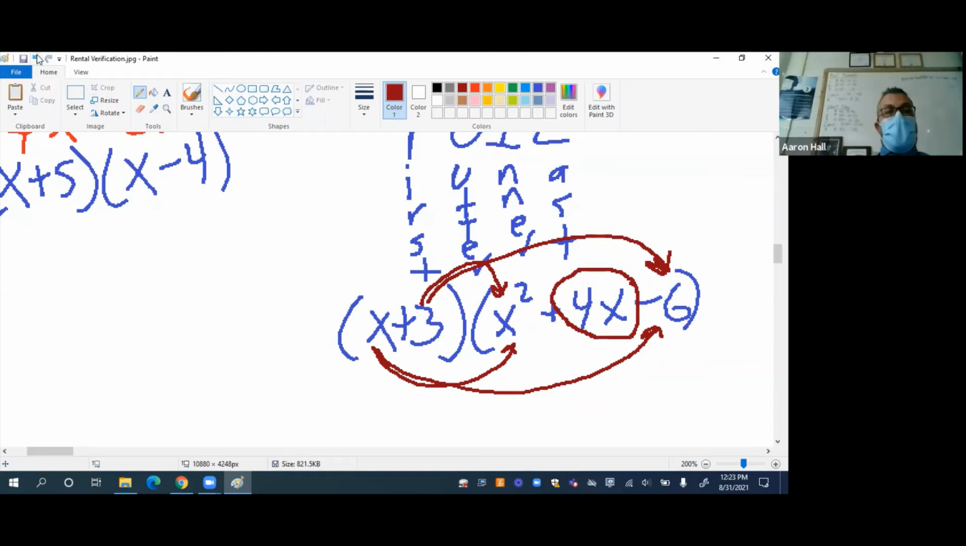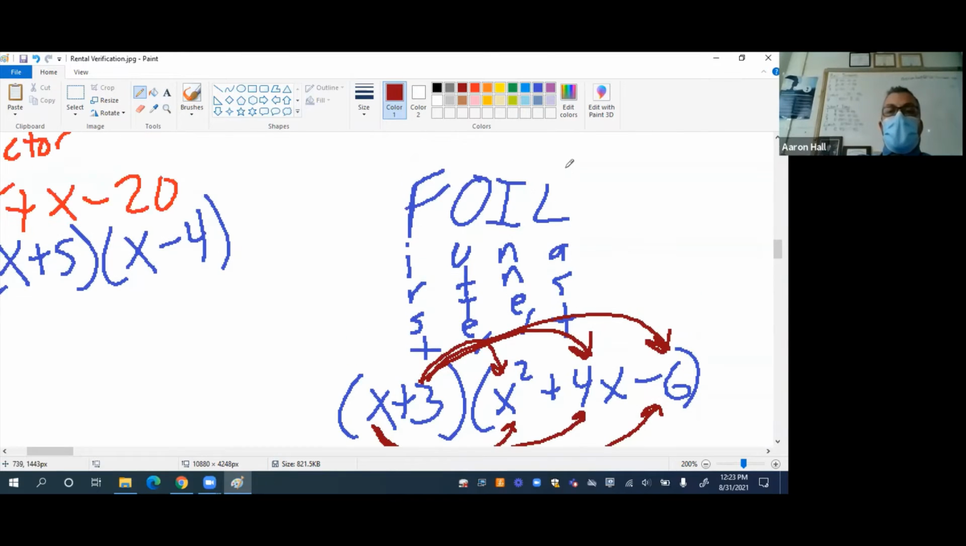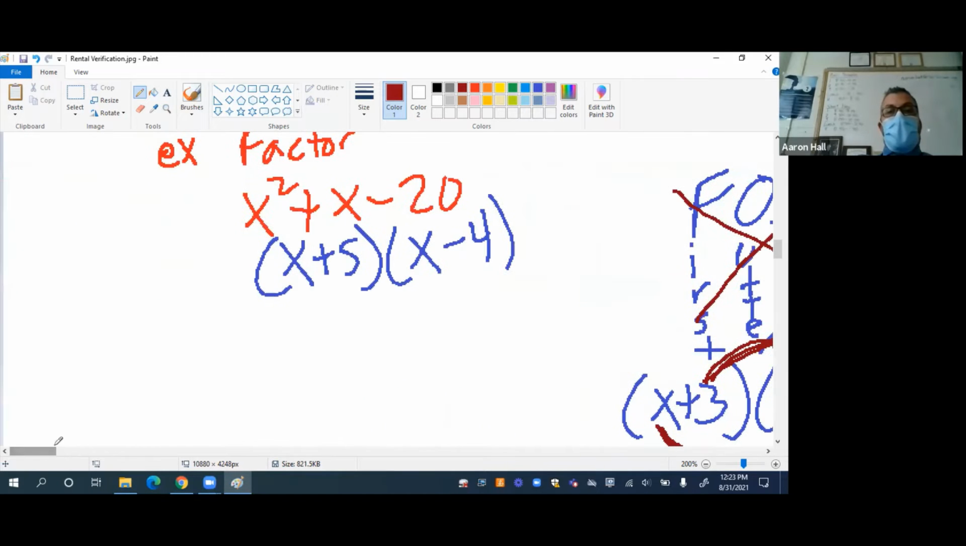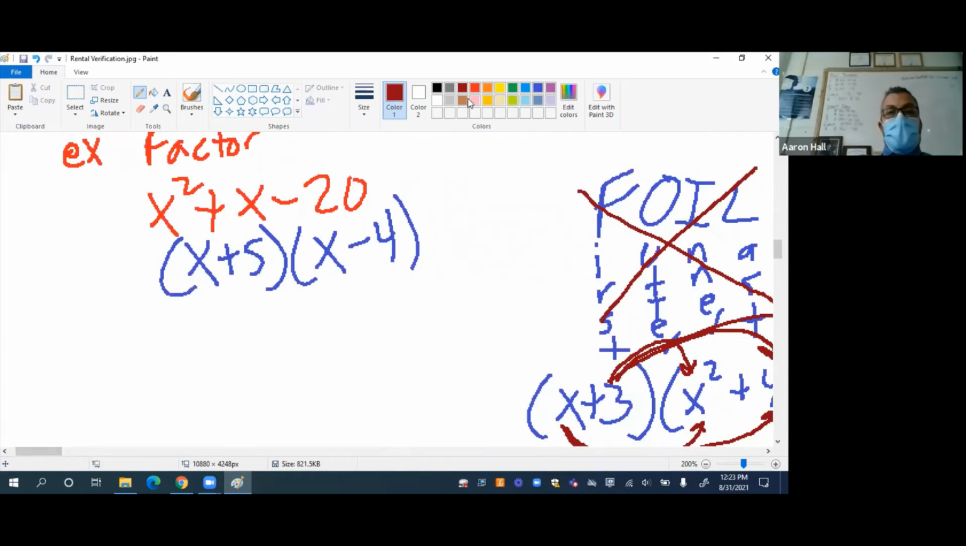How would we do this problem? Don't we have to distribute here as well and here as well? Yeah. So instead of FOIL, what if we just call it the distributive property? What if I distribute the x first? I'm done distributing that, and now distribute the 5. We're not doing this FOIL thing.